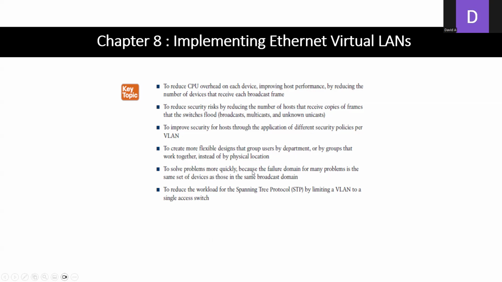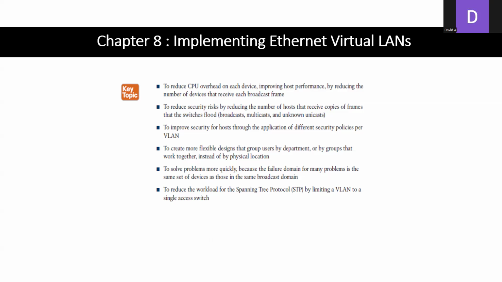Okay. Four, to create more flexible designs that group users by department or by groups that work together, right? Instead of by physical location. So let's say we have one building, right? And we have many devices. We have maybe IoT devices. We have wireless access points. Maybe we want a management network. Maybe we have servers, right? Maybe we have a sales department. We have an engineering department. We want to split all of them up, right? This is where that applies.